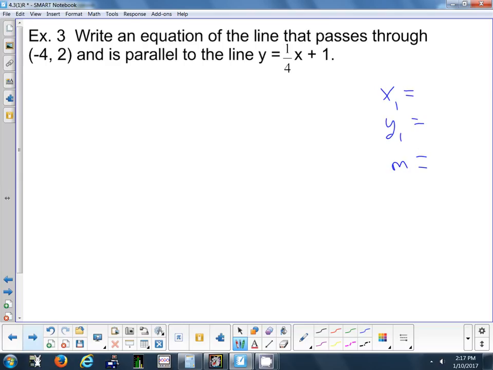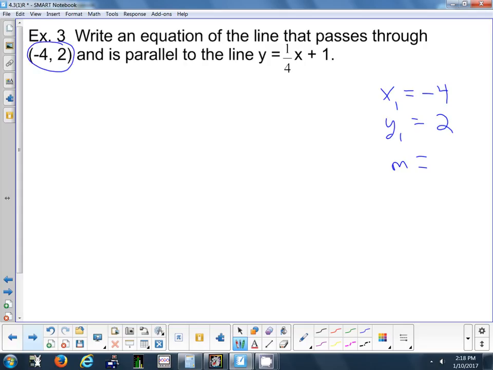All right. Does anybody see any one of these 3 things and know what the number is going to be? Anyone think they know the x1? Liam? I like it. The x1 is negative 4. Maggie, how about the y1? Yeah, the y1 is going to be 2. Okay, the x and the y always come from the coordinate.